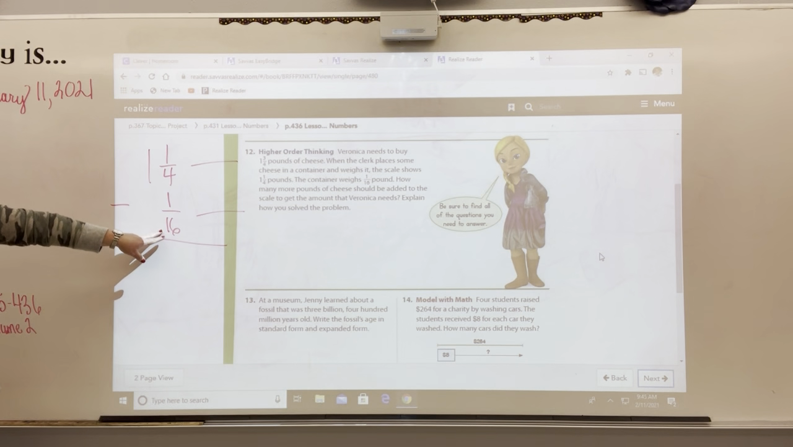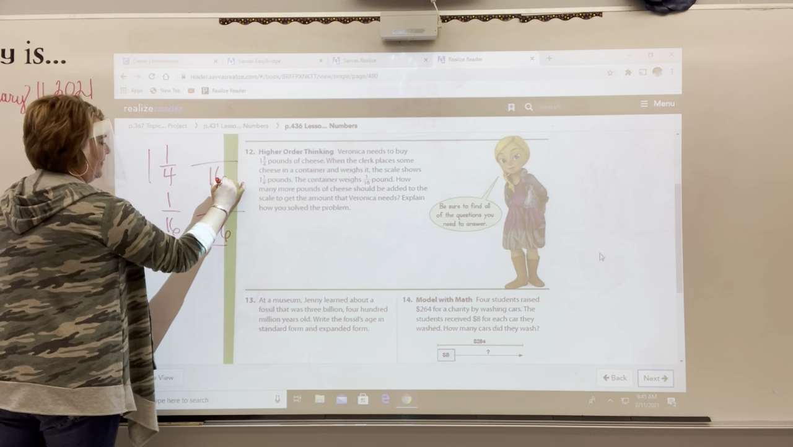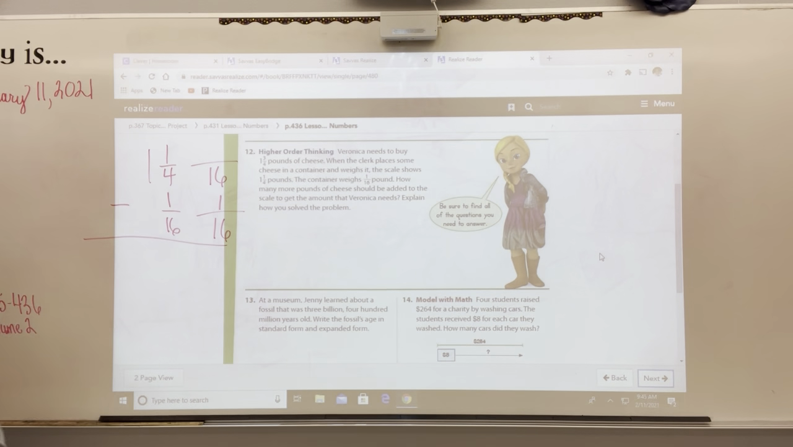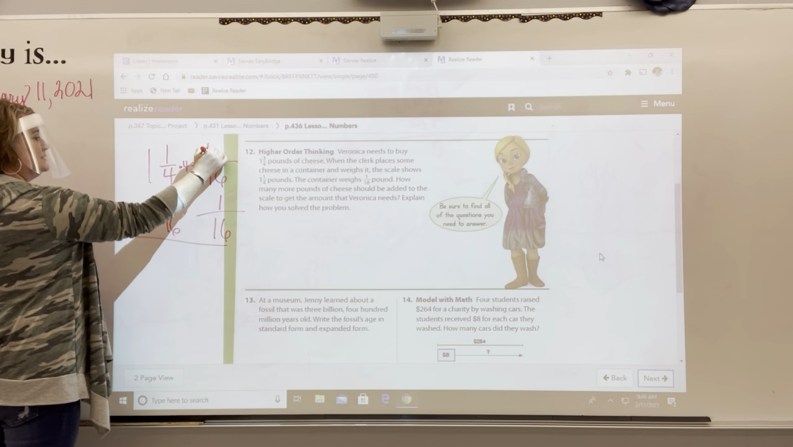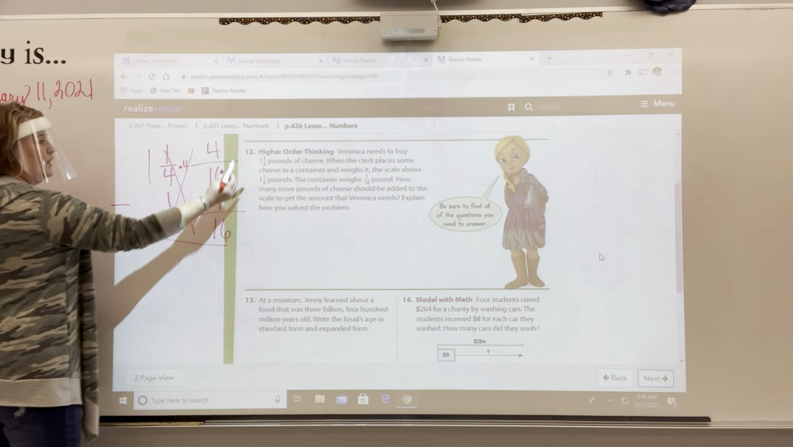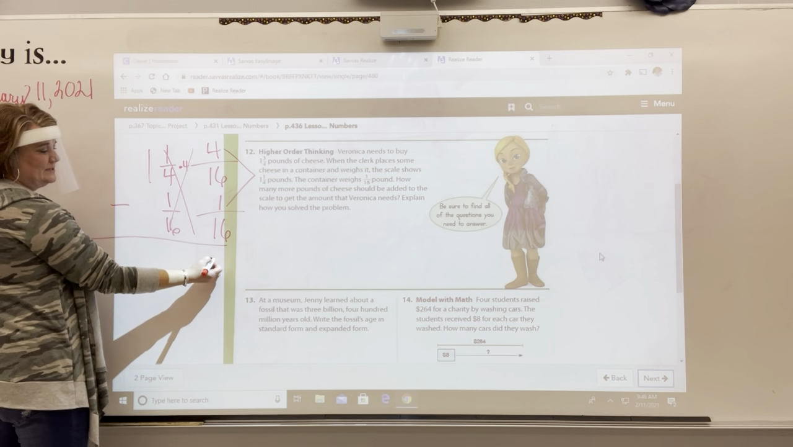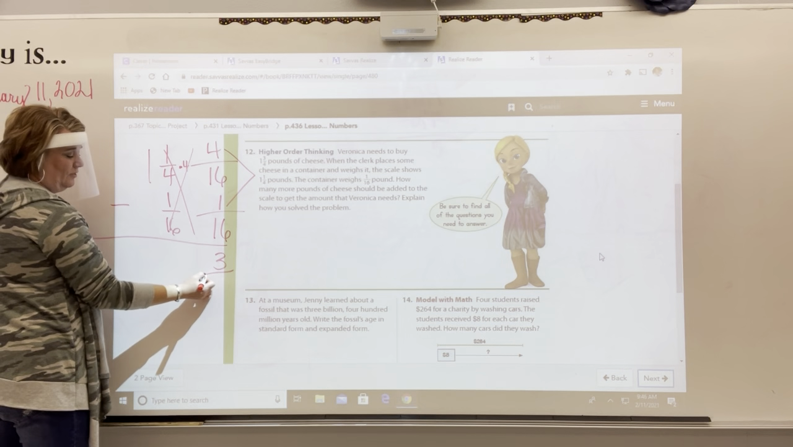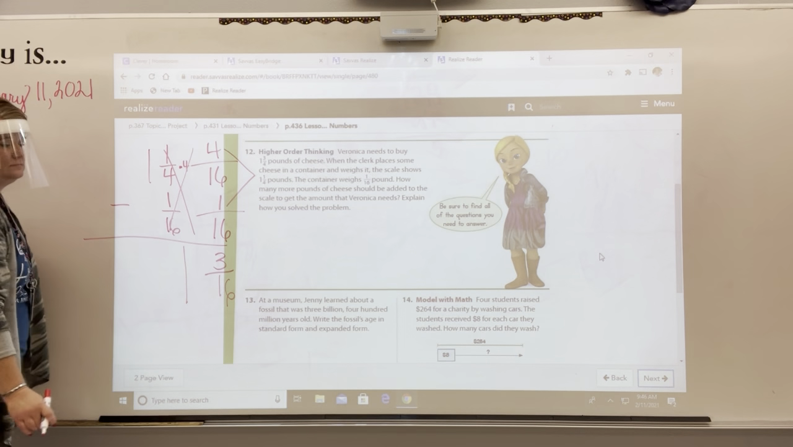Get your pencil on 16 because that's the biggest denominator. Kiara, is 4 times anything going to get me 16? Yes, so I'm going to use it. That means the bottom fraction stays exactly the same. What about the top, Brooklyn? How do I go from 4 to 16? Times 4, and 1 times 4 is 4. Now get rid of this inside. Draw your arrows from the 4 to the 1. And 4/16 minus 1/16 is going to give me 3/16. And 1 minus nothing is 1.